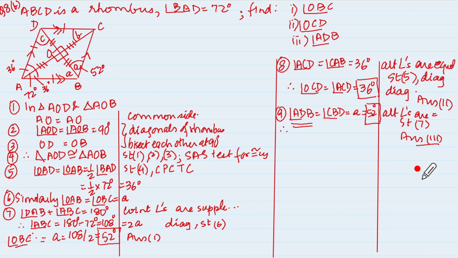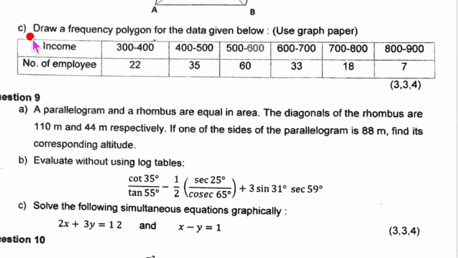Okay, this was slightly longer question actually, but no problem. We finish with 8B. Now we come to question 8C. Draw a frequency polygon for the data given below and use the graph paper. Now income is given here in terms of rupees 300 to 400, 400 to 500, 500 to 600, etc. going up to 900. The number of employees are given like this: 22 employees, 35 employees, like so.